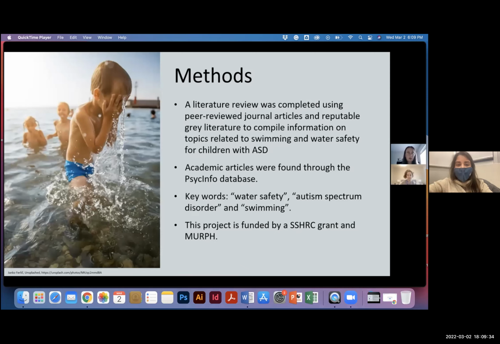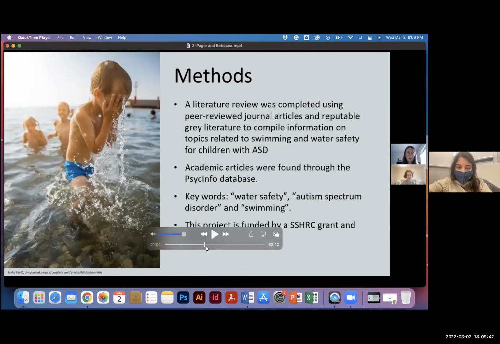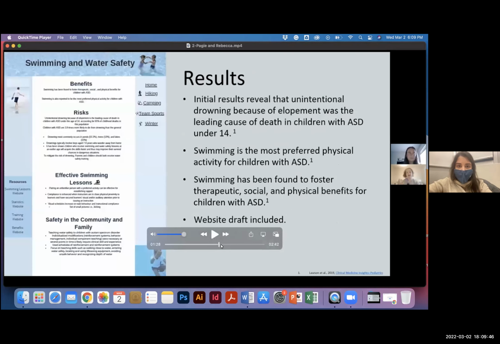Any other tips and tricks for this method slide? No? Okay, it's clear. We will move to your next slide. Results.